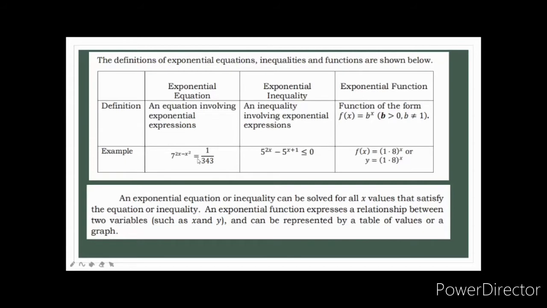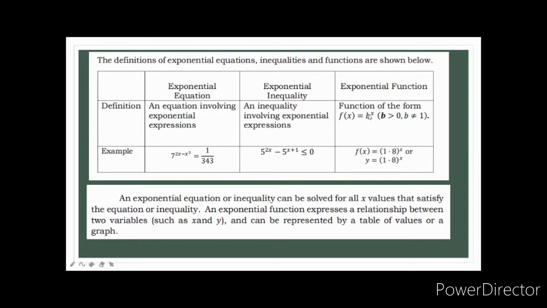For exponential inequality, the definition is an inequality involving exponential expressions. Example, we have 5 raised to 2x minus 5 raised to x plus 1 less than or equal to 0. Since we are using an inequality sign, which is less than or equal to, this means this is an exponential inequality.